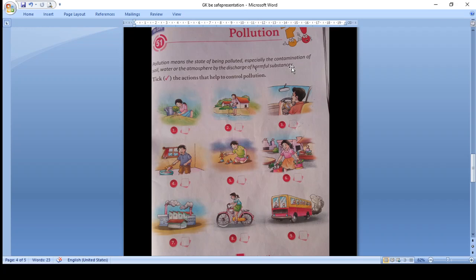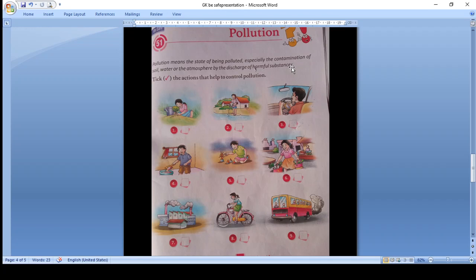Second picture, you can see the child is throwing garbage in the water. Then number three, the person is doing noise pollution. Here he is polluting the earth. Then number four, we can see that the boy is throwing the dust in the dustbin, so it is correct. Number 5, again air pollution. Number 6, she is carrying a bag, right? So correct. See, she is using cotton, meaning she is using homemade bags. It's not a plastic bag, right? So number 6 is correct.